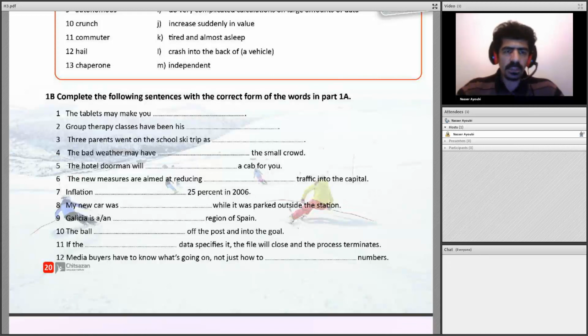Number 3. Parents went on the school ski trip as chaperones. Number 4. The bad weather may have accounted for the small crowd. The reason for the small crowd coming may be the bad weather.